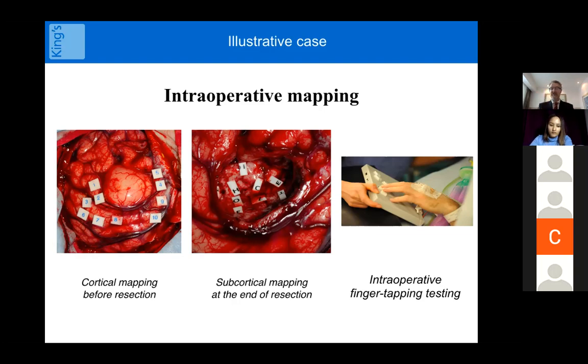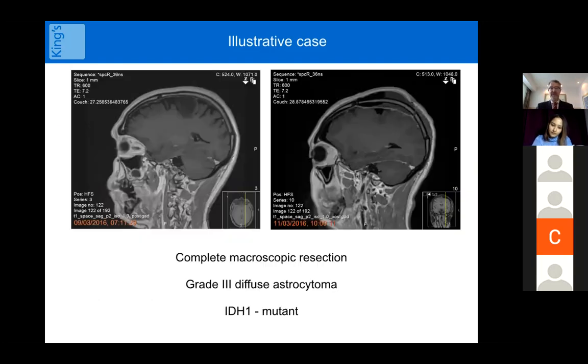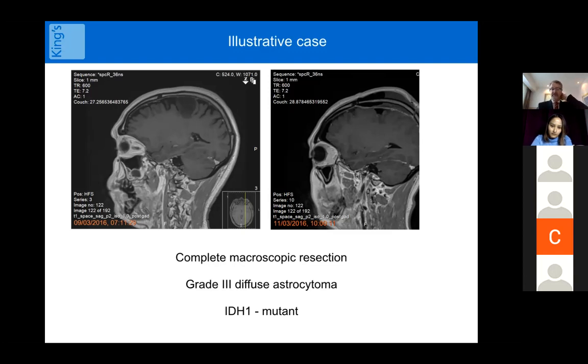And then at subcortical level, we found the stimulation of the cortico-spinal tract as well. And as you can see, the fibers there were again displaced rather than invaded. And this resulted in a complete macroscopic resection, and the patient did well. He developed a degree of weakness immediately after the surgery due to the swelling, but he then recovered and he was able to continue to work as an electrician.